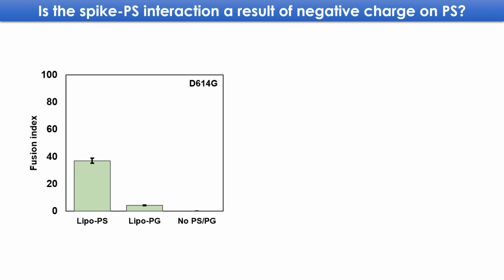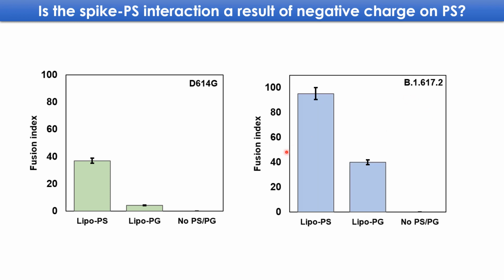Now, if we compare the fusion efficiency for D614G virions and the delta virions, in D614G, when we are using the PG lipid for fusion, the fusion efficiency is reduced to somewhere around 4 to 5% as compared to the efficiency that is around 30 to 37% in presence of PS. In the delta strain, however, the fusion efficiency in presence of PG is reduced to around 40% as compared to the 90 to 95% efficiency observed in presence of PS. This no PS or no PG control has been used to show that the anionic phospholipids play a very important and crucial role in mediating fusion.